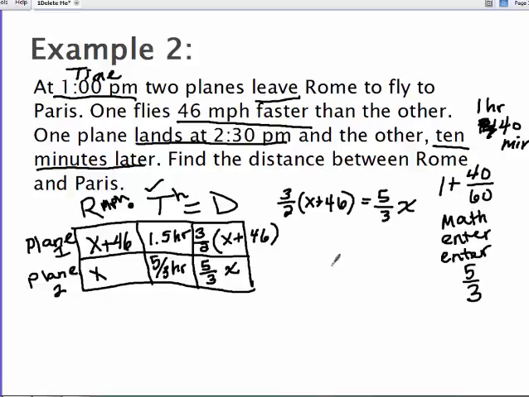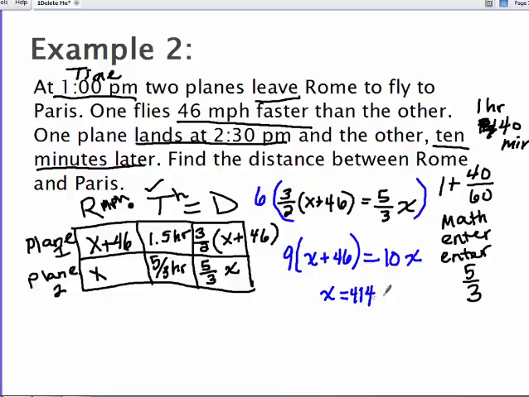And again, I would encourage you to eliminate the fractions as you go to solve this equation. So I have denominators of 3 and 2. I'm going to multiply through by 6. So it's 6 divided by 2 is 3. 3 times 3 is 9. So we would have 9 times x plus 46 equals 6 divided by 3 is 2. 2 times 5 is 10, equaling 10x. And you can continue to solve this down and you will get x equals 414.